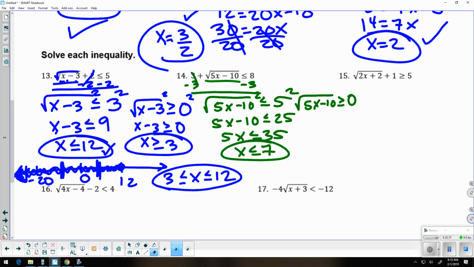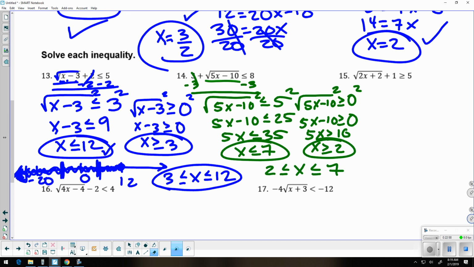Okay, so now solving this for x, find the second part to my solution. Where's my cutoff point? Squaring both sides, 5x minus 10 would be 0. Add 10 to both sides, and then divide by 5. X also must be bigger than or equal to 2. So as long as x is in between these two values, as long as it's less than or equal to 7, but stays bigger than or equal to positive 2, then we're all set. Okay, we're good to go.